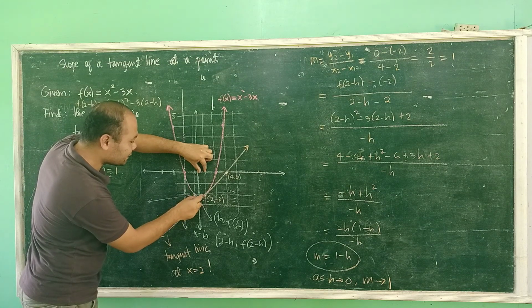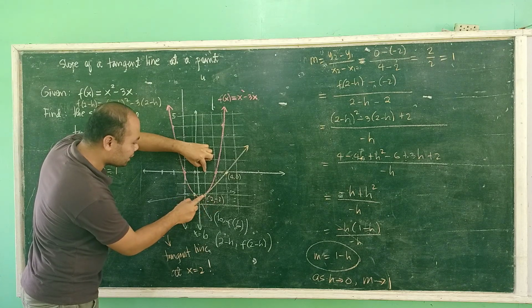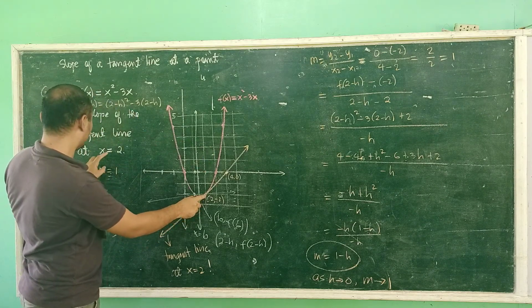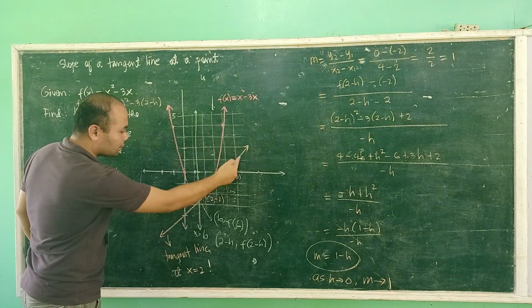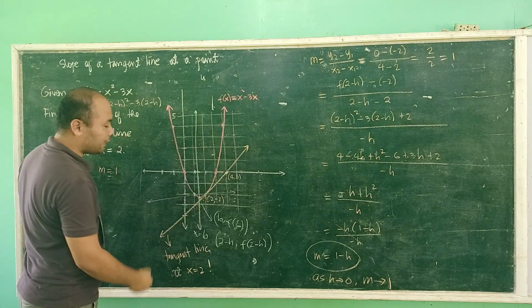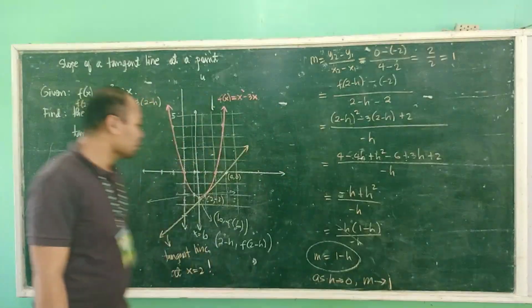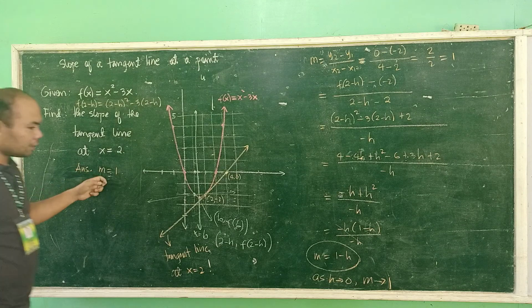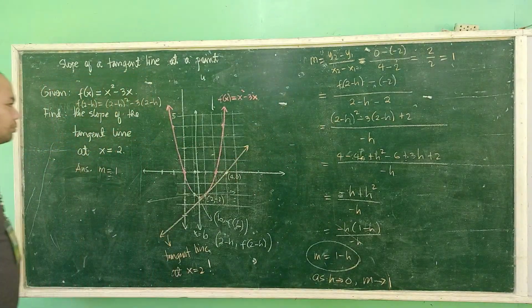The second lines that you are drawing from the left of 2, as you make that point very near to our point of concern, x equals 2, will eventually become what? The tangent line. And what is the slope of the tangent line? The slope of the tangent line is 1. So our answer earlier, 1, and this value coincides.